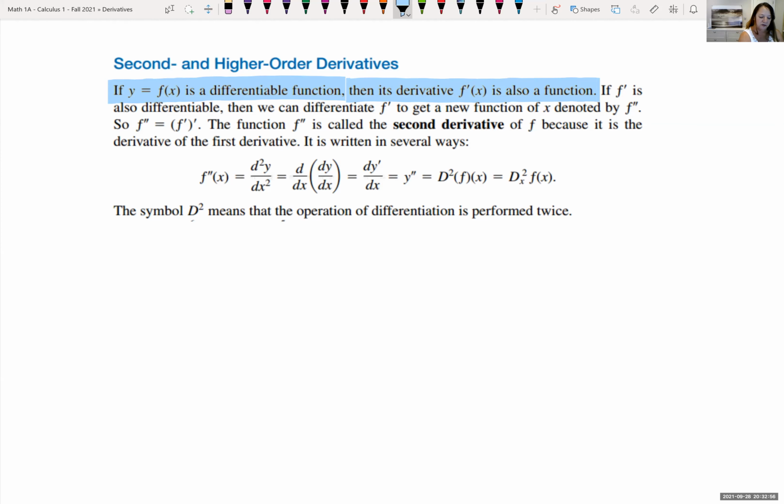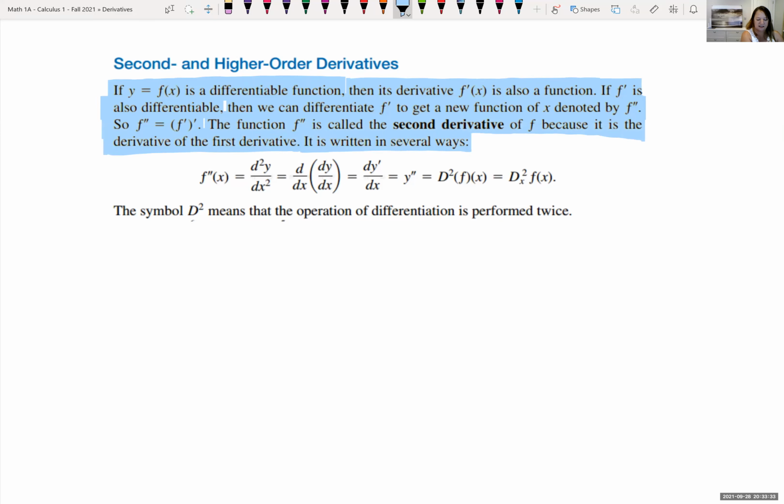So if that's true, if f prime is also differentiable, so the derivative function also has to be differentiable, meaning that the derivative exists, then we can differentiate f prime to get a new function of x denoted by f double prime. So f double prime equals the derivative of the derivative. The function f double prime is called the second derivative of f because it is the derivative of the first derivative.